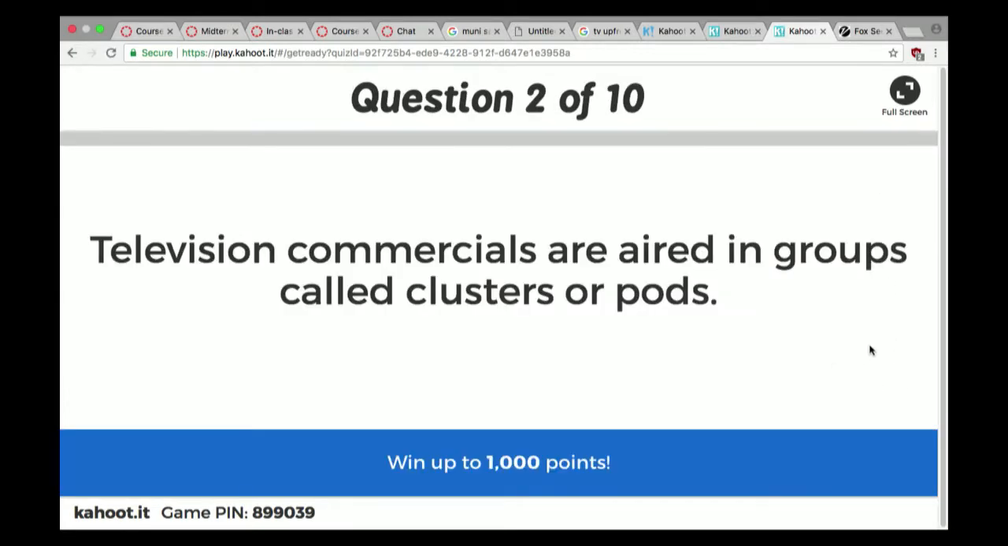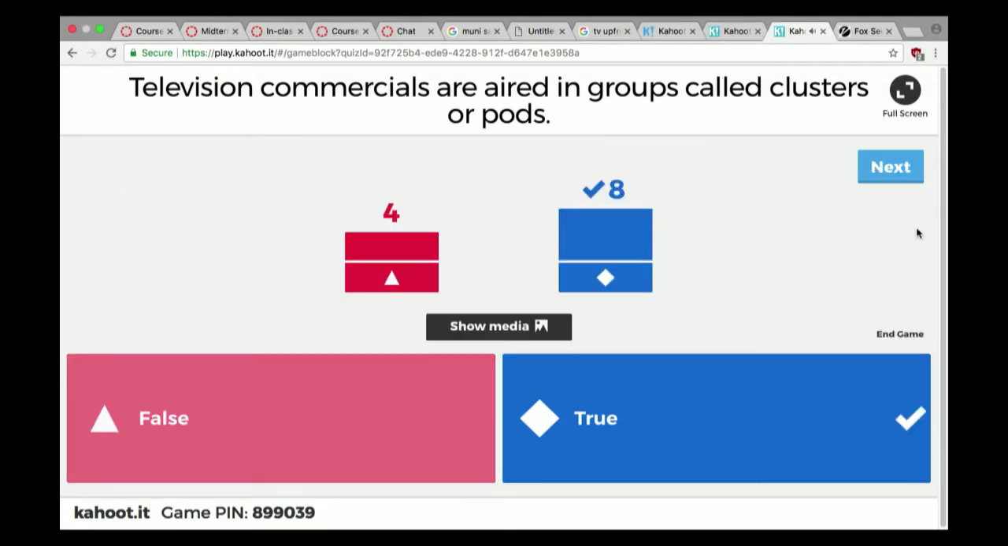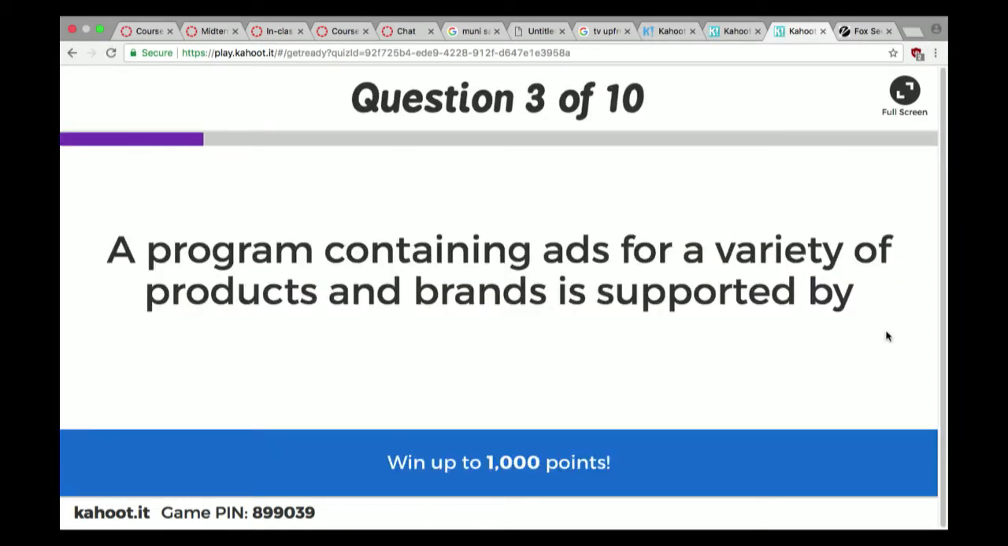So, all right, no, I'm joking. Television commercials are aired in groups called clusters or pods. I actually managed to tell you the answer to this before. So as we were talking over here, these are called clusters or pods. In the hour of television, clusters and pods. Right, they go to different, either the network sells them or the local station sells them. But clusters or pods, that is the answer. Yes, it's true. Clusters and pods.